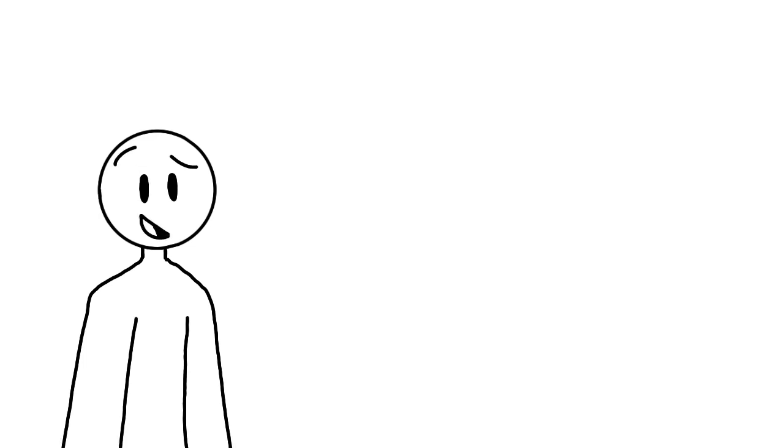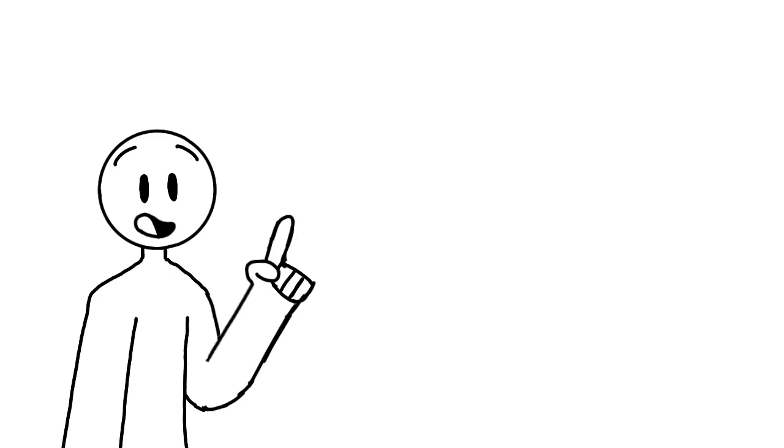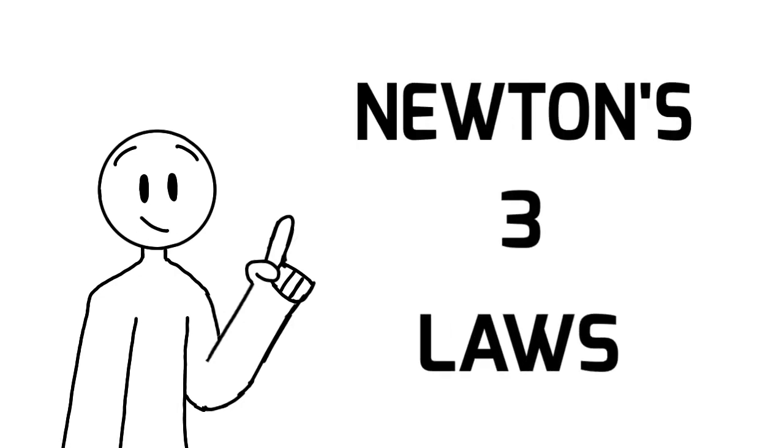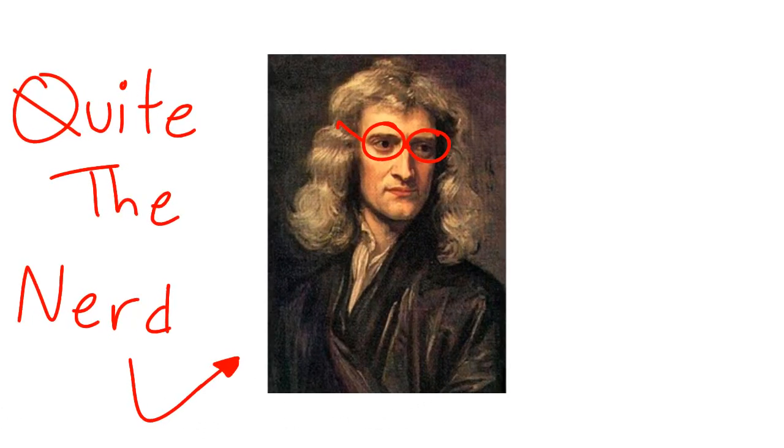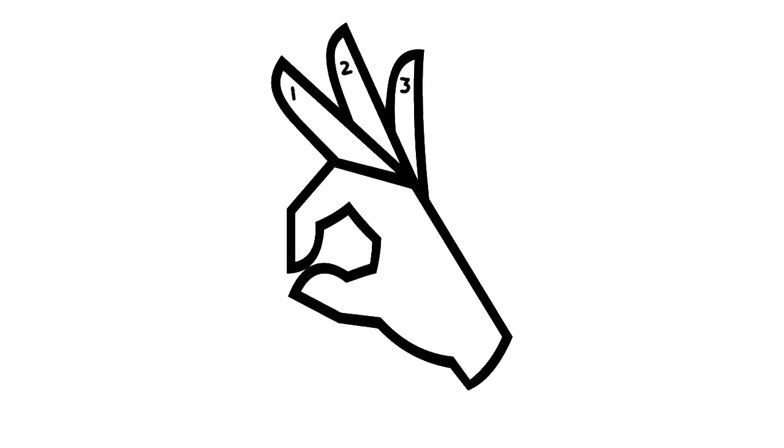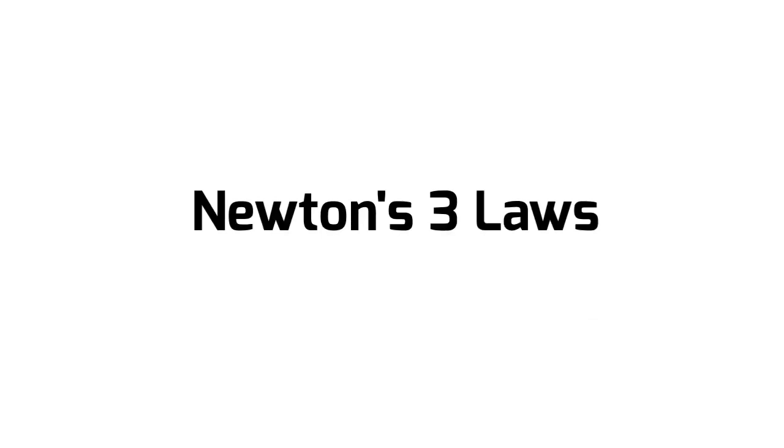Now with that out of the way, hi, today we'll be talking about Newton's 3 laws. Wait, what? You don't know who Newton is? Well, his full name is Sir Isaac Newton. He was interested in how things move and why. Yeah, he was quite the nerd. But after his observations, he made 3 laws to sum up his studies of motion. Since he thought of them, we call them Newton's 3 laws.